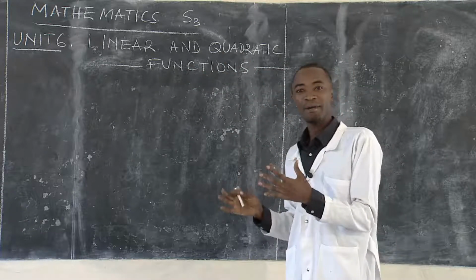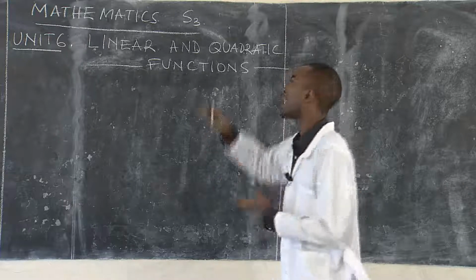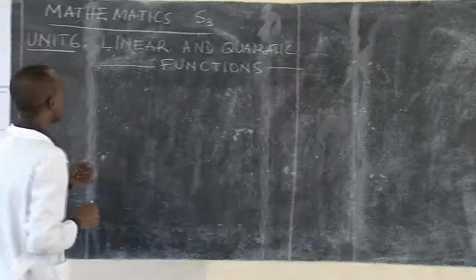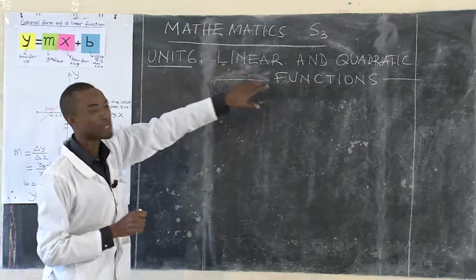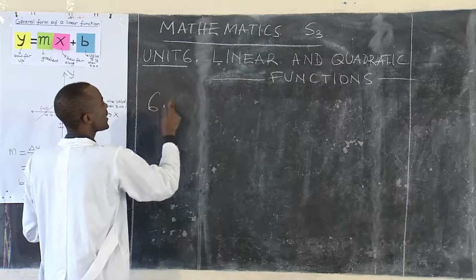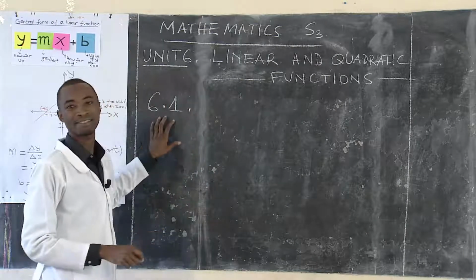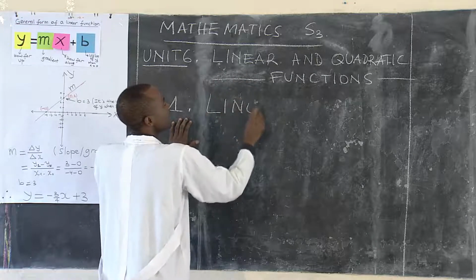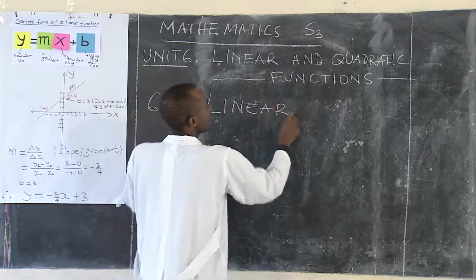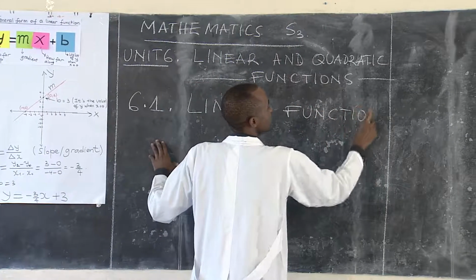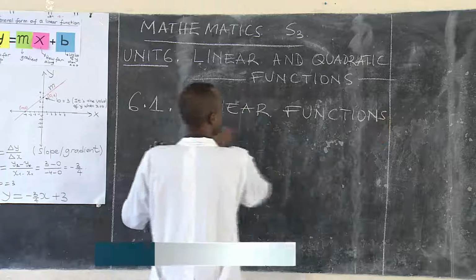But today, we are going to learn a few points under this unit. That's why, under this unit, linear and quadratic functions, we are going to discuss point number 1, which is 6.1, linear functions. Linear functions.